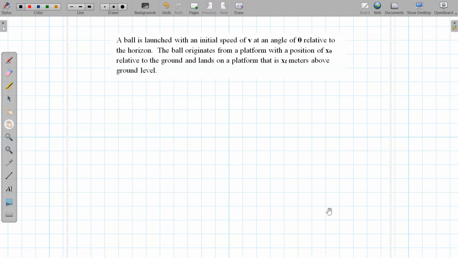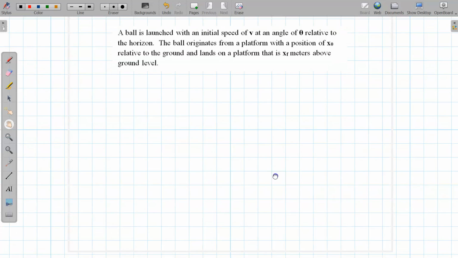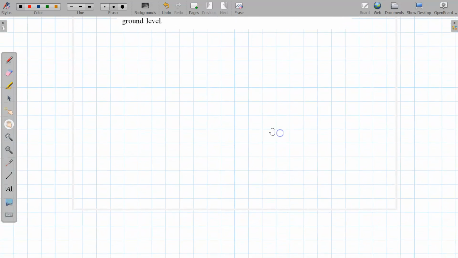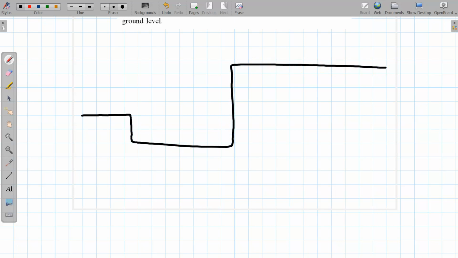The ball originates from a platform which we'll call position x0 relative to the ground and lands on a platform that is xf meters above ground level. So the first thing we do when we solve problems is we make a useful picture or sketch. Here we start on a platform relative to the ground and it ends on a platform. I don't really know which one's higher and which one's lower, it's not known, but it'll work.